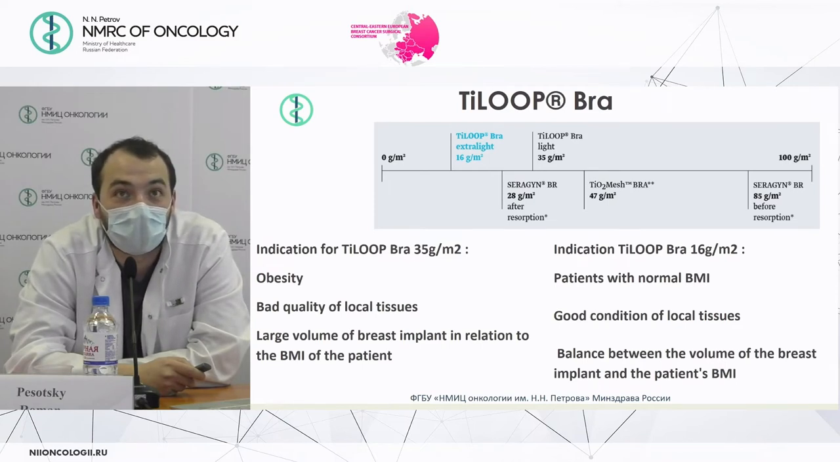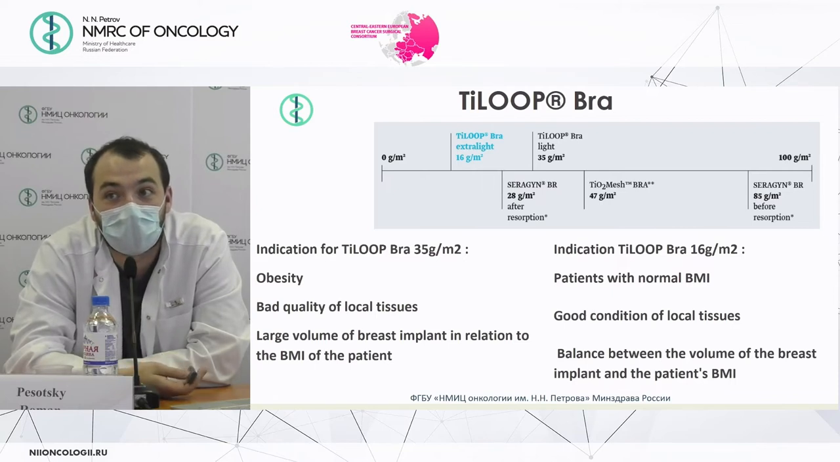So the indications for us now are patients with a normal BMI, good condition of the local tissues, I mean good quality of tissues, skin and fat, and a balance between the volume of the breast implant that we choose and the patient's BMI.